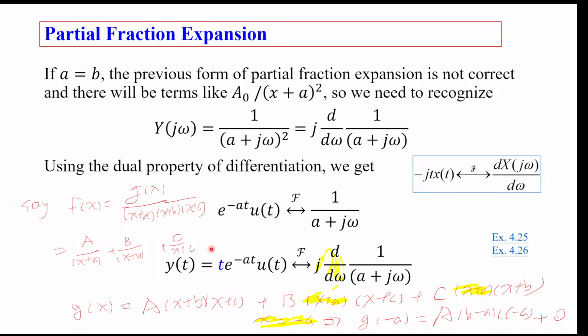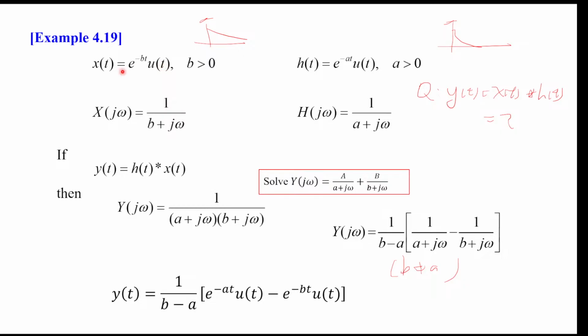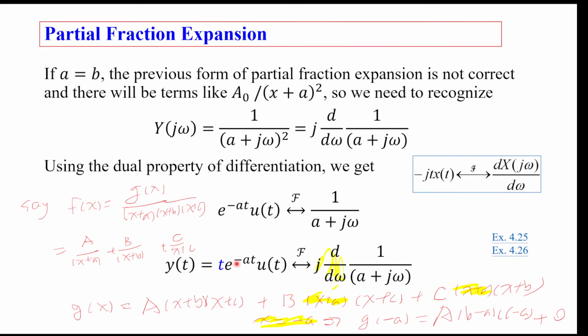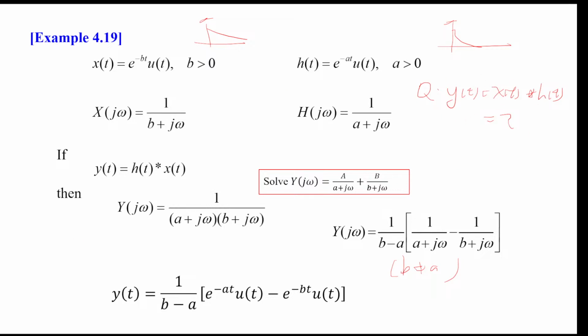So this is, sorry, not the Fourier transform. This is the output of the system where a equals b. When you have e to the minus at u of t and e to the minus at u of t, two of them as input, then the output is t e to the minus at u of t. Obviously you can also do the convolution integration to check that the answer is actually correct.